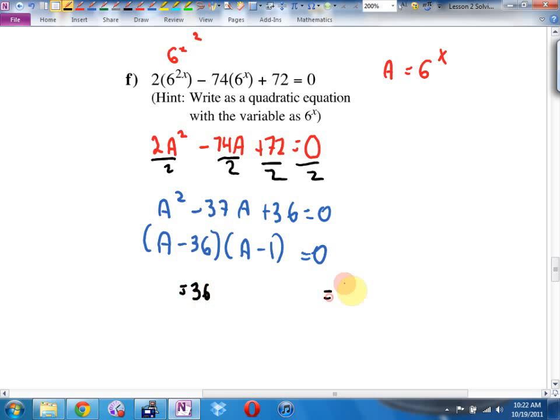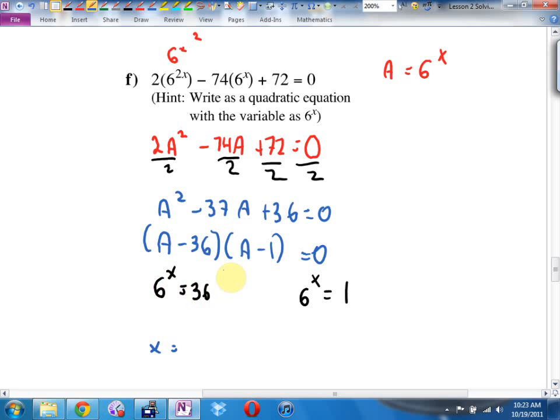Now, hold on. Don't write this. Just watch for a second. I was going to go a equals and a equals, but what's a actually? What was the substitution that I did at the very beginning? You know what? I'm going to write, here's the equations that I get out of here. 6 to the x equals 36, and 6 to the x equals 1. And I can solve these in my head. 6 to what equals 36? What does x have to be for this to be true?